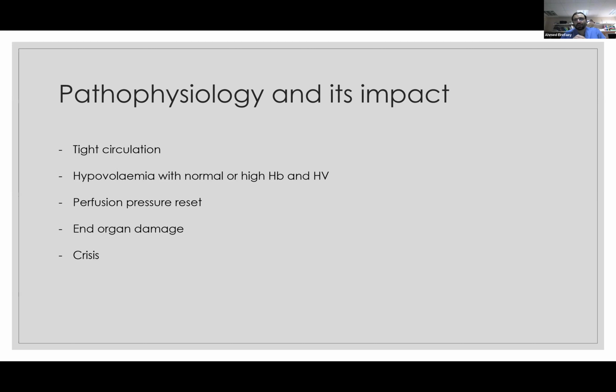The other thing is the perfusion pressure. Because those patients are in continuous hypertension, the perfusion pressure of the important organs in the body will be reset at another point. So you need higher blood pressure to perfuse the heart. You will need higher blood pressure to perfuse the kidneys. You'll need higher blood pressure to perfuse the brain, if we are outside the autoregulation mechanism of the brain. And we need to look for the end organ damage.